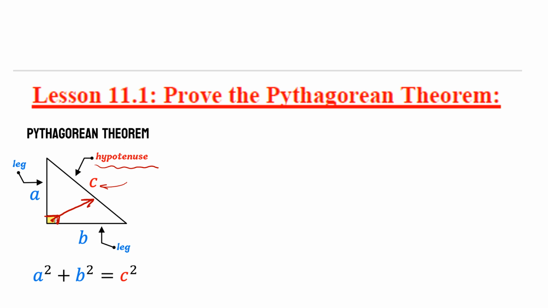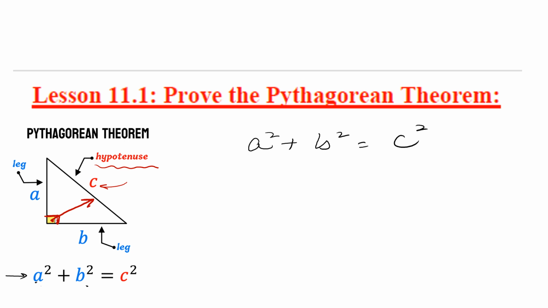Now, what is the Pythagorean theorem? The sum of the squares of the two sides equals the square of the hypotenuse. This is basically the Pythagorean theorem, and we can express it mathematically as a square plus b square equals c square. That means the square of leg 1 plus the square of leg 2, summed up, equals the square of the hypotenuse. Now I am writing it here: a square plus b square equals c square.